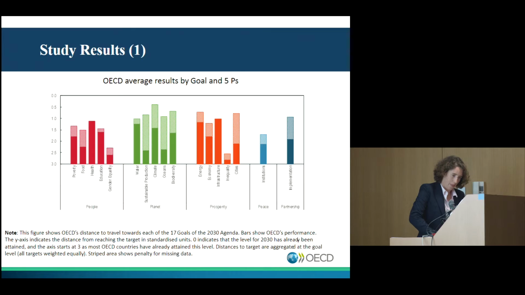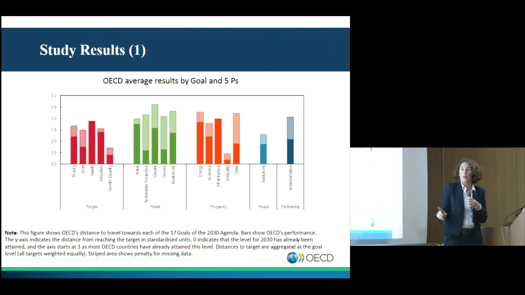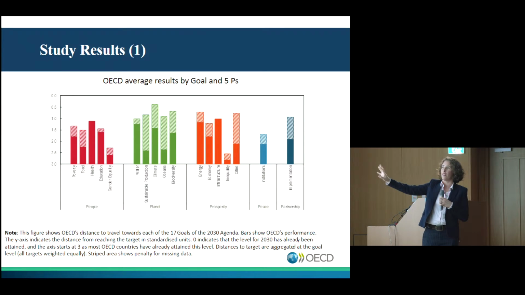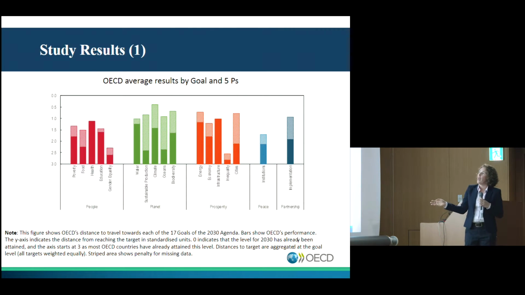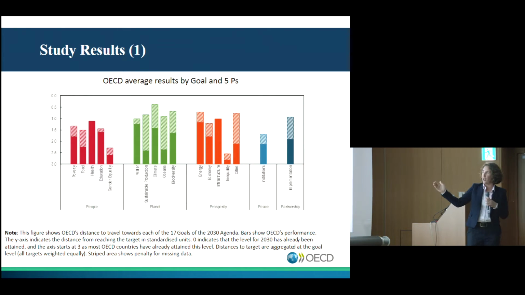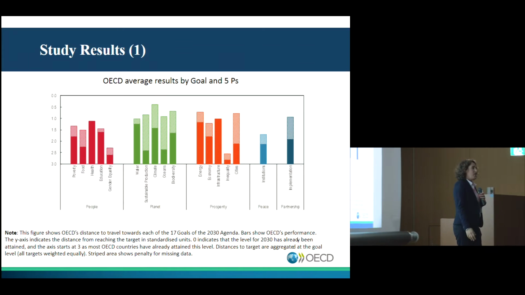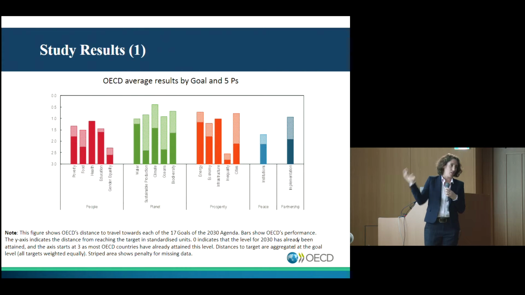What does this give us? This is the visualization of results, and this is again extracted from the 2019 update. This isn't the final result, but it gives you a picture. So what we do is we look at the bars. This presents the performance at goal level for the OECD average, and the higher the bar is, the closer you are to achieving the target. So at the top you see the 0 line, so that means you're 0 standard deviations away from achieving the target. And we've cut the graph here at 3 because most OECD countries are on average at least 3 standard deviations away or less from achieving most of the targets.